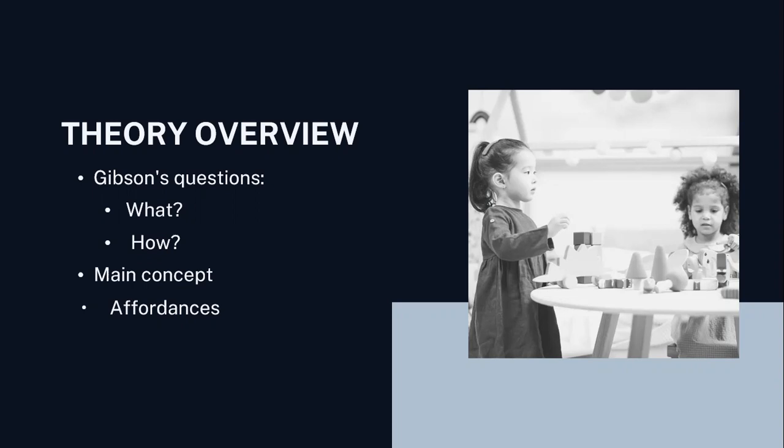Gibson explored and addressed these questions in 4 main ways. 1. The ecological approach. 2. The notion that information for perception is specified in stimulation. 3. The active nature of human perceivers. And 4. Ecological methods. The main concept she explored was affordances, what the environment gives to us and how we use it.